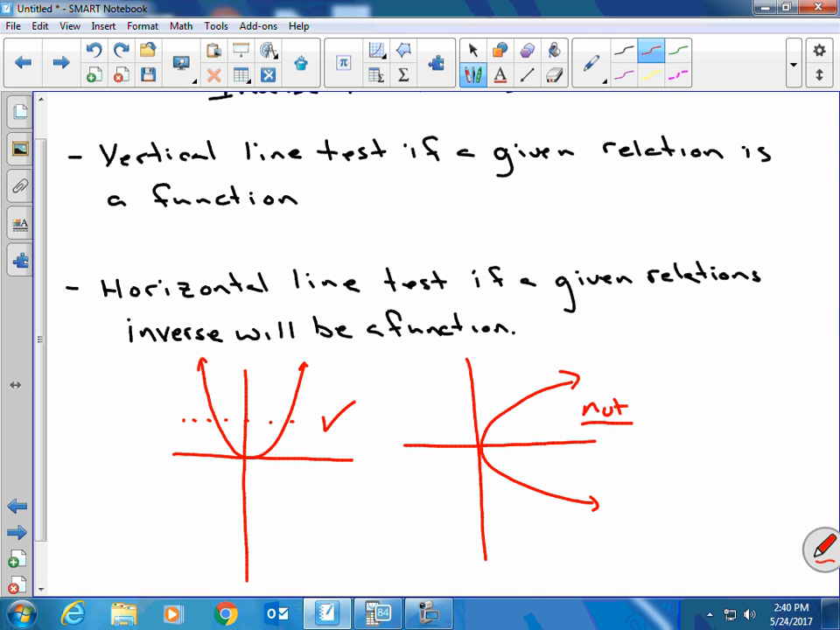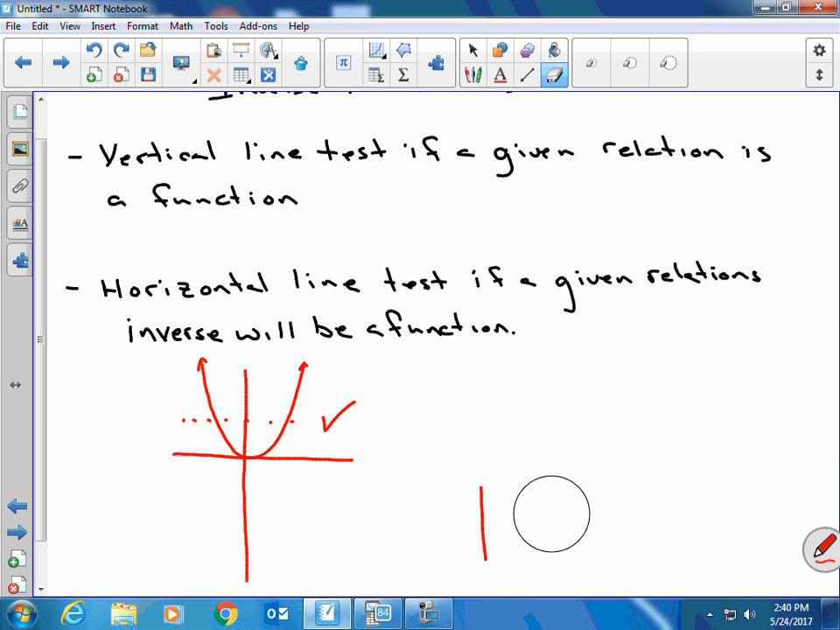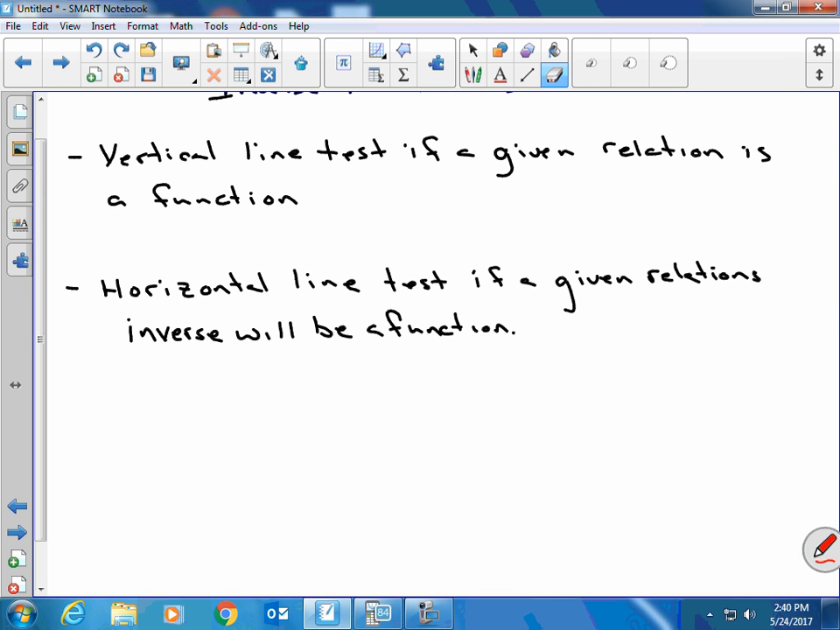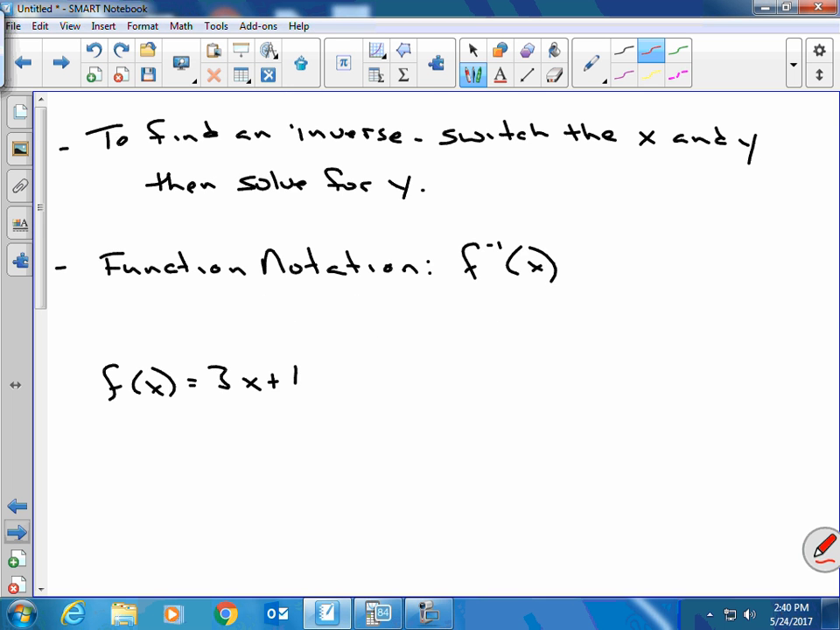Okay? Vertical line tests whether the given relation is a function. Horizontal line tests whether that relation's inverse will be a function. It still can be a relation. It still can have an inverse. It just may not be a function. All right. So we've talked about this word inverse several times. How do we find one?